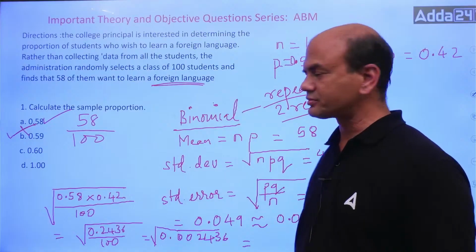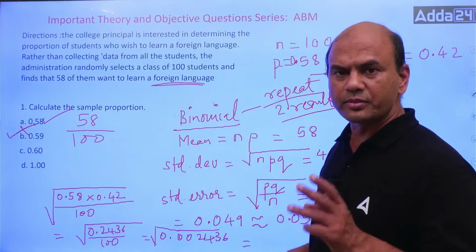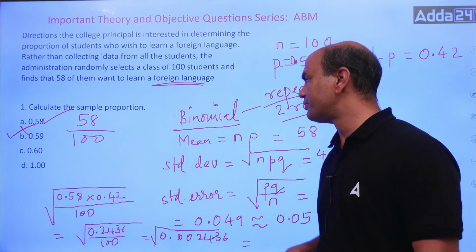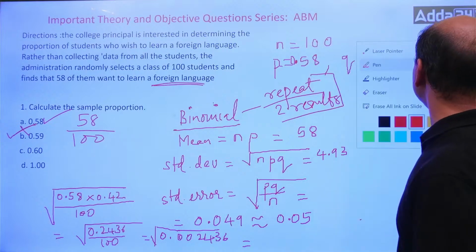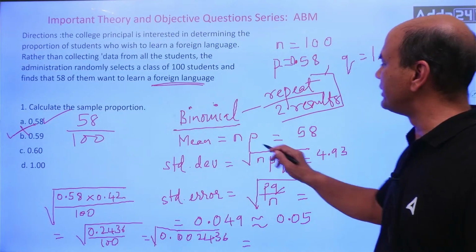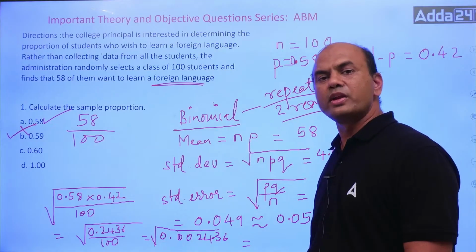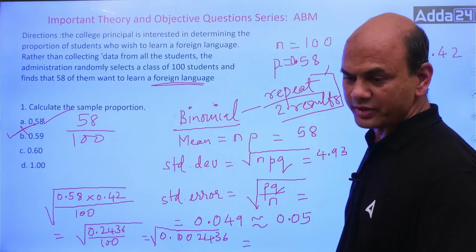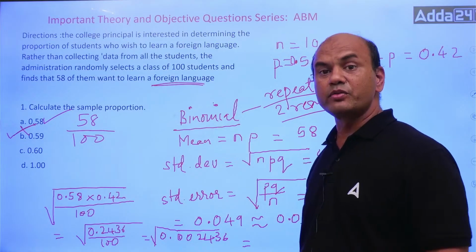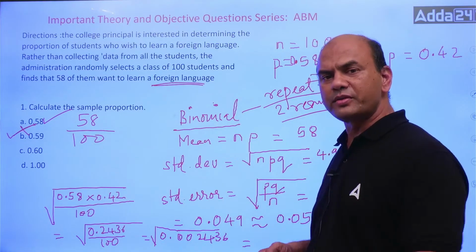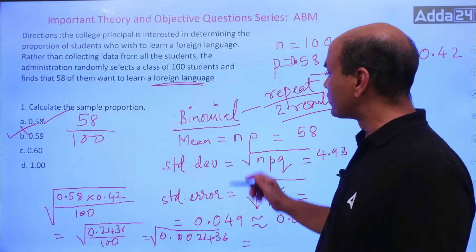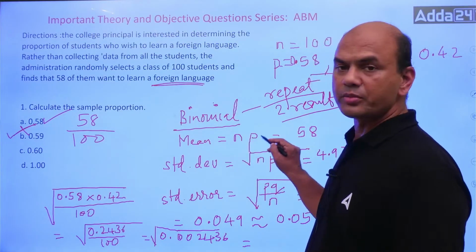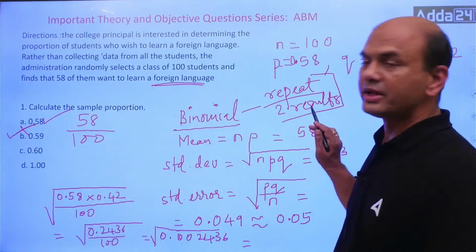Problem is over. In binomial, you have three formulae which are important. One is mean. The mean formula is very simple: mean equals NP. What is N? Number of students. What is P? Success. What is success? 0.58. Just now you saw it, 58 out of 100. So 0.58. Mean equals N into P, 100 into 0.58. So it is 58. So mean is 58.